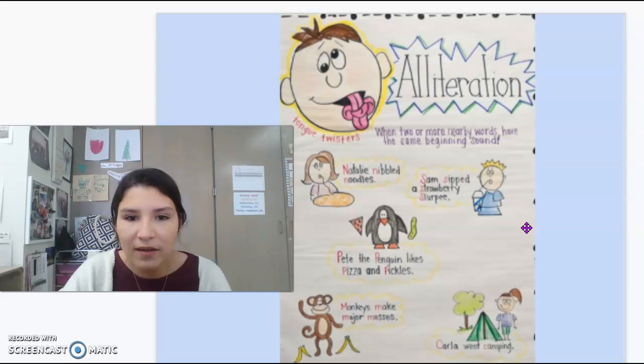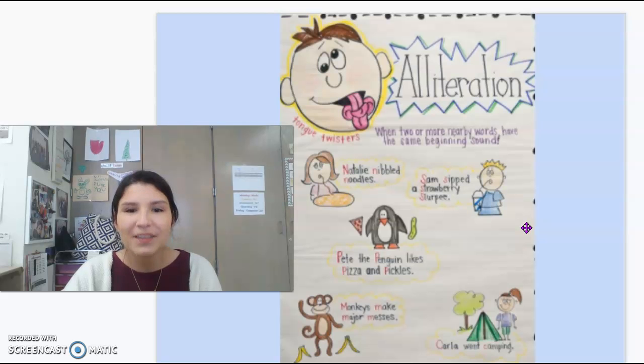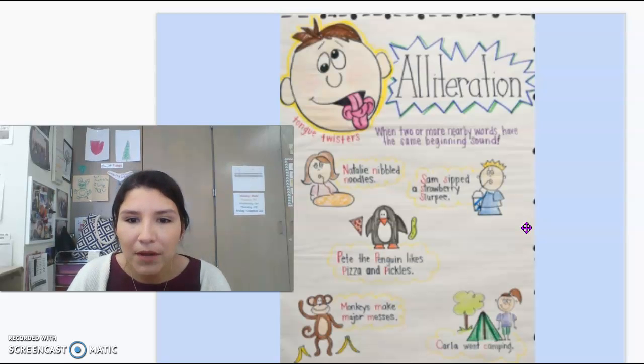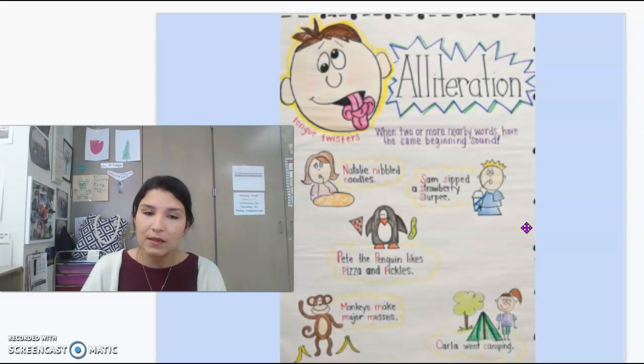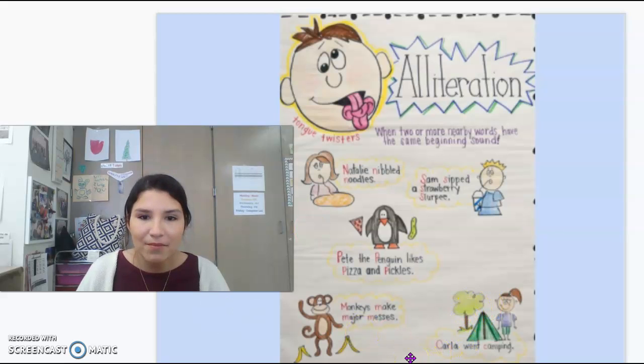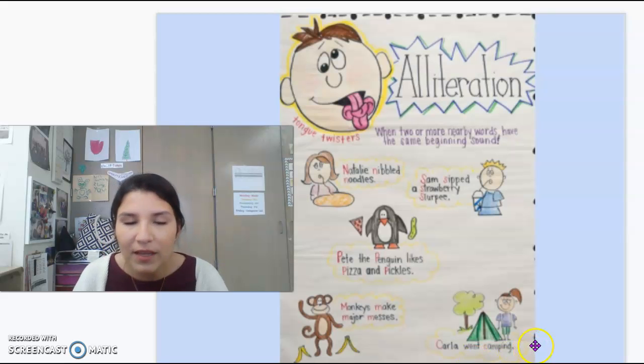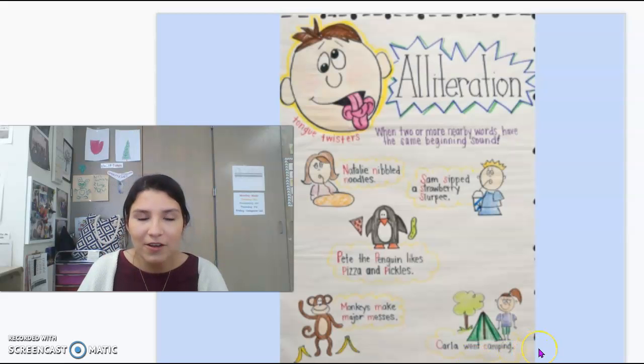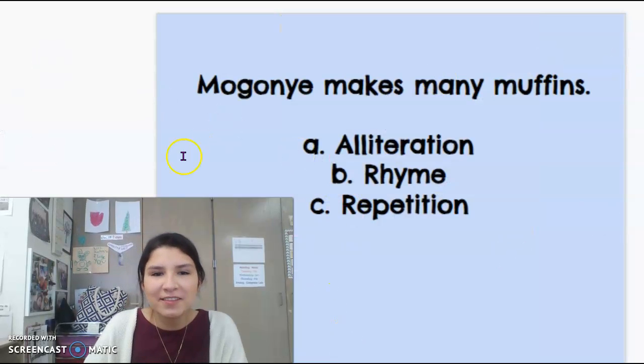Peter the penguin likes pizza and pickles. What letter are we focusing on? The letter P. Monkeys make major messes. What letter are we focusing on for this alliteration sentence? The letter M. Good job. And then Carla went camping. What letter are we focusing on? The letter C. All right, let's go ahead and look at this sentence.